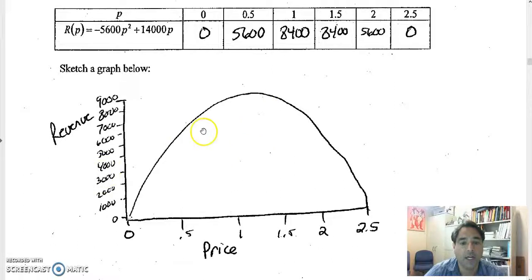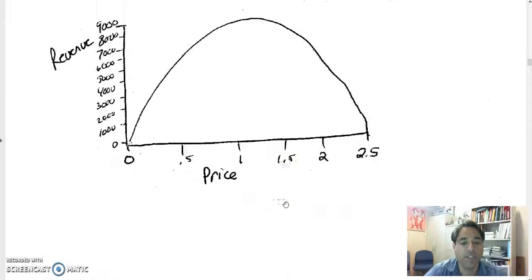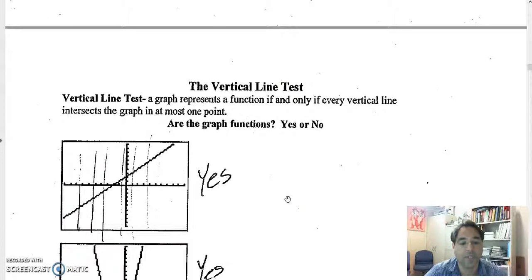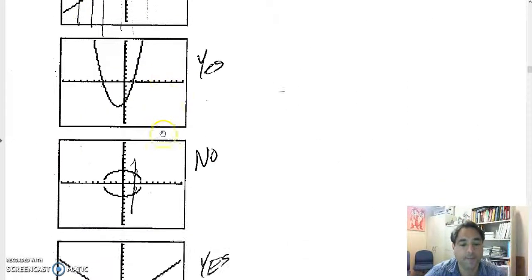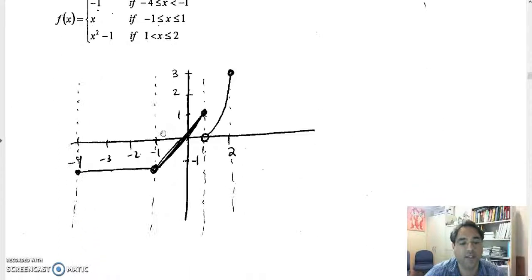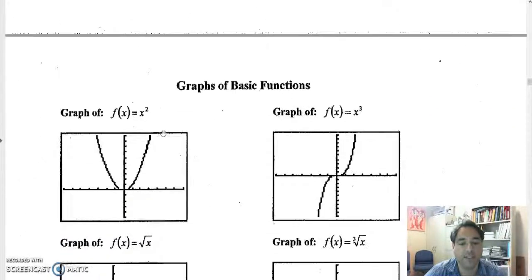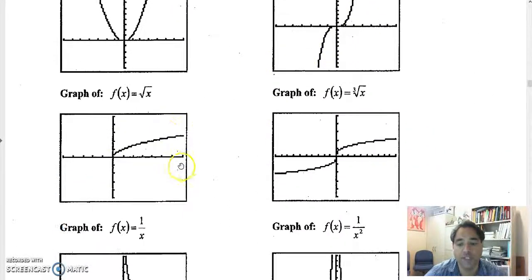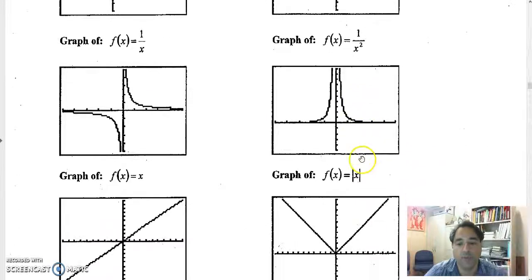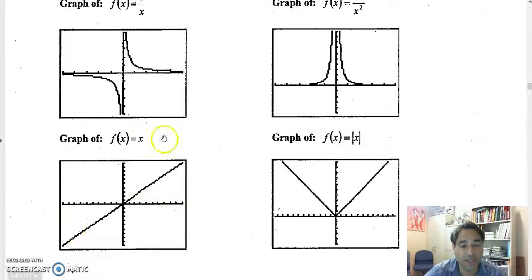A word problem. Being able to graph a function is very important and understanding it. The vertical line test. Remember, a vertical line test, if it's a function, when you draw a vertical line, it only crosses one point. Examples there. Again, piecewise functions. Know your basic graphs. What an x squared would be, a parabola, quadratic equation. This would be a hyperbola, cubic equation. What a square root looks like, a cube root. 1 over x squared. Kind of what they look like. This would be linear, since it's to the first power. What an absolute value looks like.